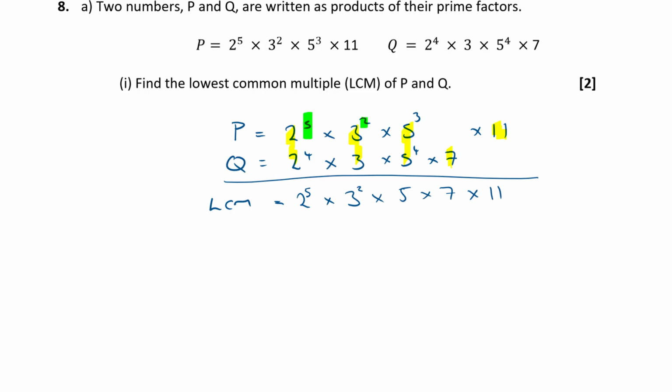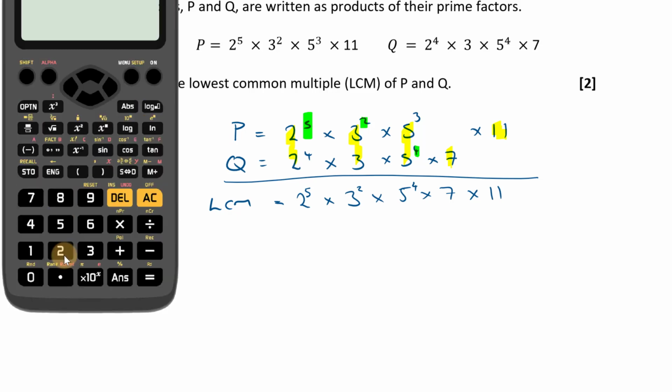Then I've got 5 cubed and 5 to the 4, so I hope you're getting the hang of this now. So the highest one that appears in either of them is the 4, so it's going to have 5 to the 4. Okay, now the 7 only appears in Q, and it's just a single 7, so it's just 7 by itself. And again, the 11 only appears in P, so the highest power it appears is just 11 to the power 1, or just 11. And that is then our LCM.